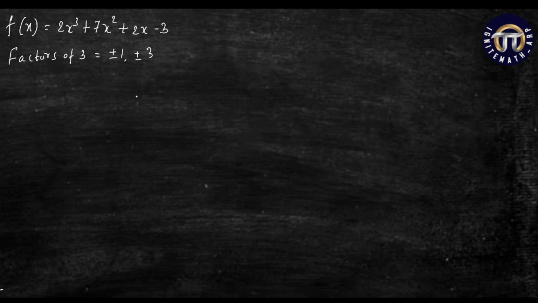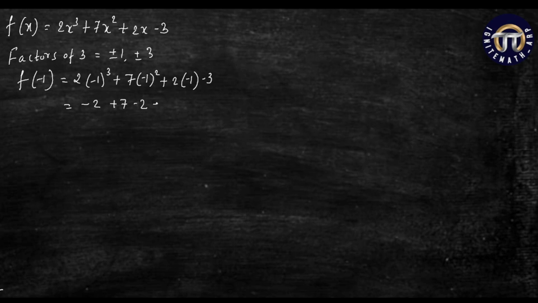For any one of the values, it will be 0. All those steps need not be shown over here. Only for what value of x you are going to get 0, only that value should be shown over here. So here f of minus 1 I will try. 2 into minus 1 the whole cube plus 7 into minus 1 whole square plus 2 into minus 1 minus 3. So here I am going to get minus 2 plus 7 minus 2 minus 3. If you observe it carefully, I am going to get 0.